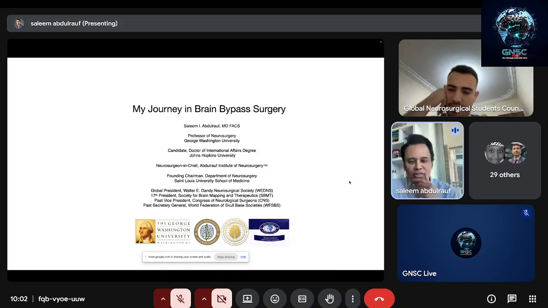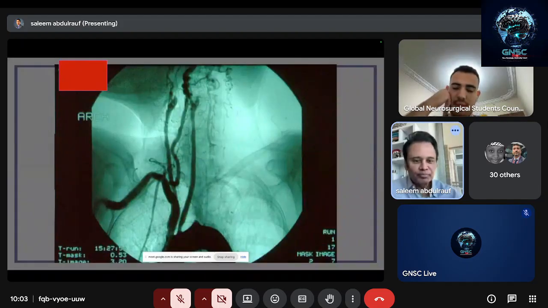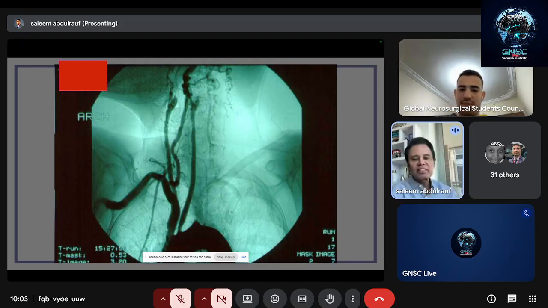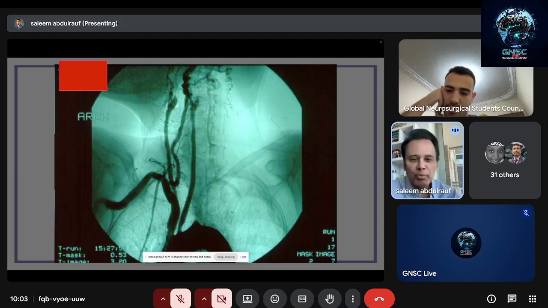So what I'm going to talk to you about just briefly today is my journey in brain bypass surgery, and take you through an exercise to see how you think through this process. We'll start with a case and see what you think. This is a lady that was sent to me because she had a problem with posterior circulation ischemia.